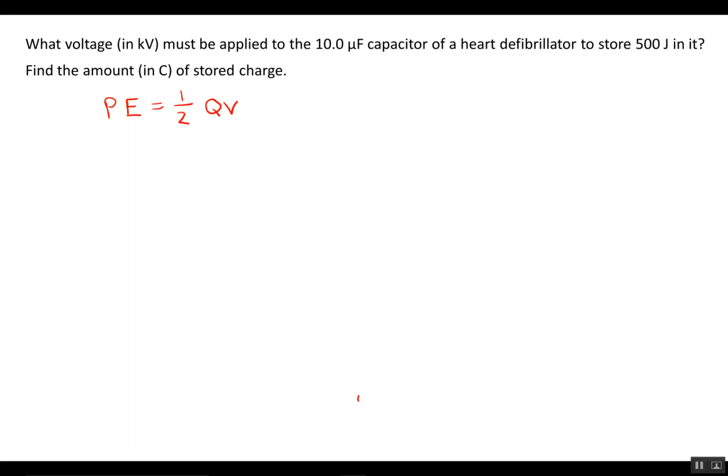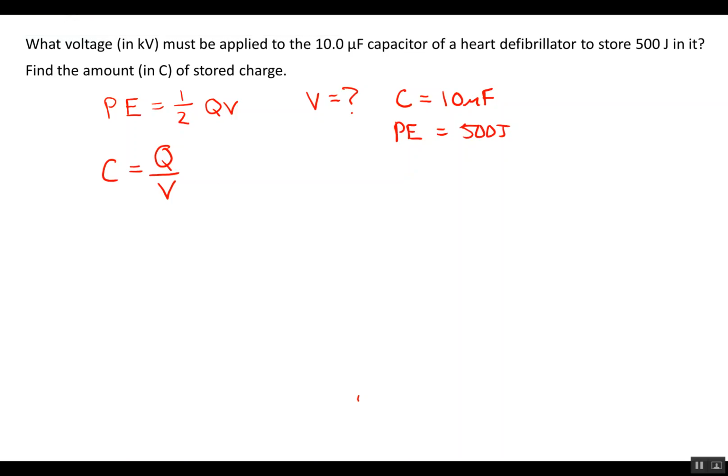But this formulation isn't going to be too helpful for us right now, because if you look at the information given to us in the problem, we're looking for V. We're given the capacitance of the capacitor, that's C, and we're given the energy that's stored on the capacitor, 500 joules. So we don't know Q. In fact, later we're asked to find what Q is. So this equation isn't going to help us by itself. We need a different tool.